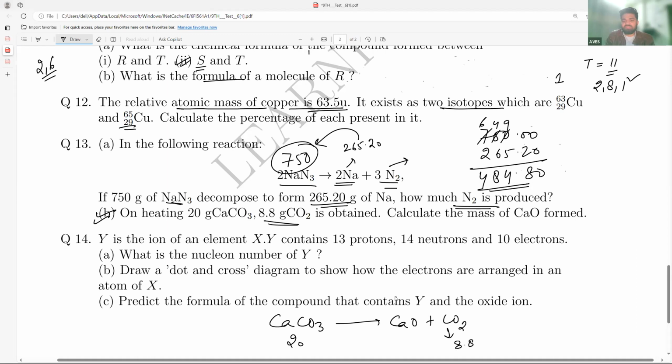So what is the amount of calcium oxide you are going to get? This is very simple. You just subtract it from this one. You will get the answer. 20.0 when you are subtracting 8.8, what you are going to get here is 11.2. So this will be 11.2 grams.